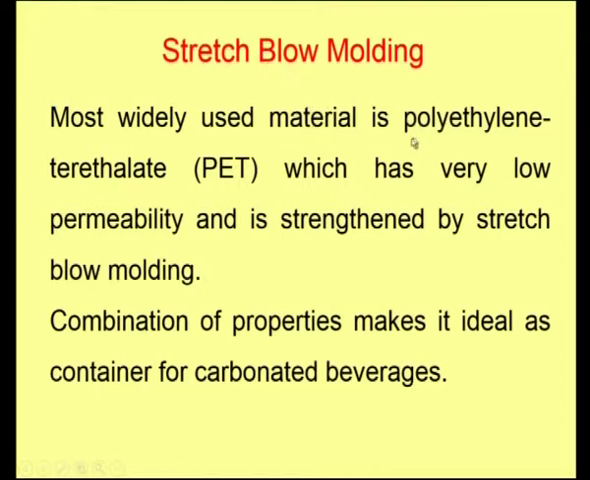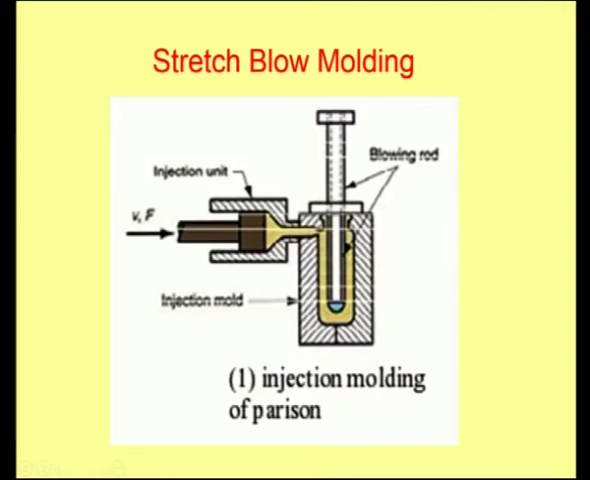The most widely used material is PET, what we call PET bottles, which is nothing but polyethylene terephthalate. It has very low permeability, and this could be strengthened by the stretching process. So, that is why PET is normally prepared by the stretch blow molding process. The combination of these properties makes it ideal as a container for carbonated beverages.